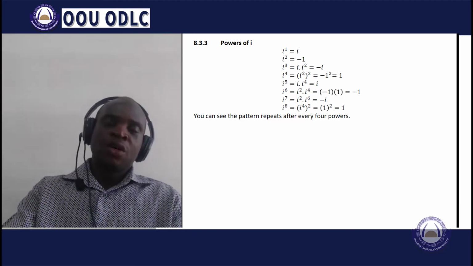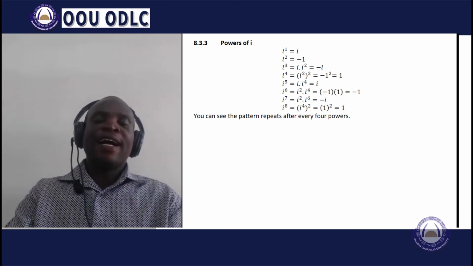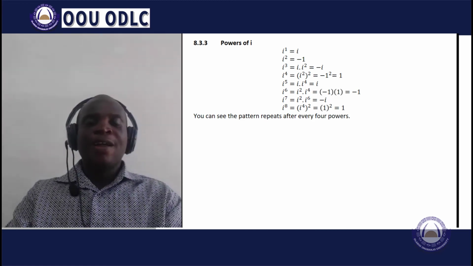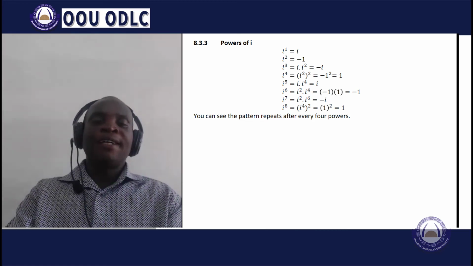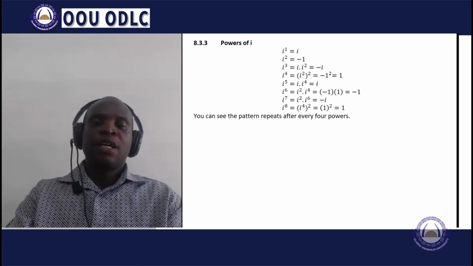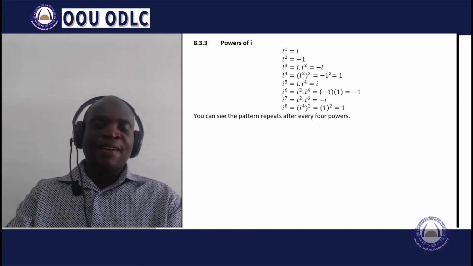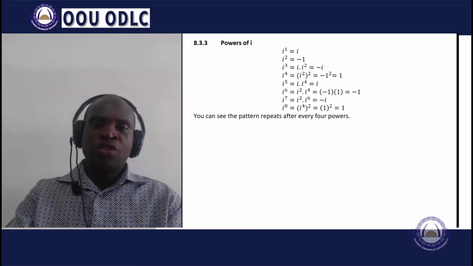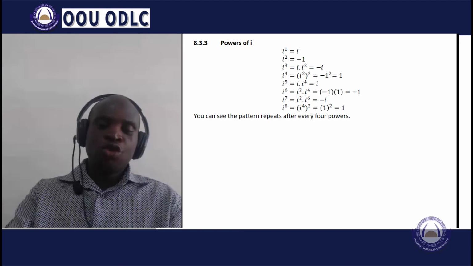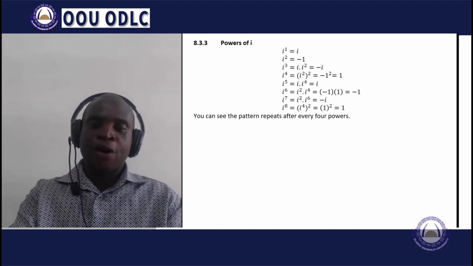So listeners, we must be able to recap this whenever it is needed. Because there is no way, when you are multiplying two complex numbers, that you will not need to apply this. Also, when you are dividing, you need to apply this power of i.